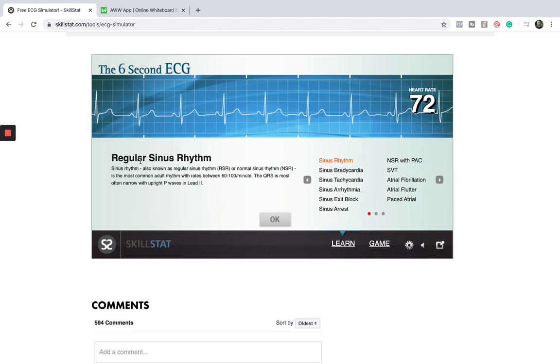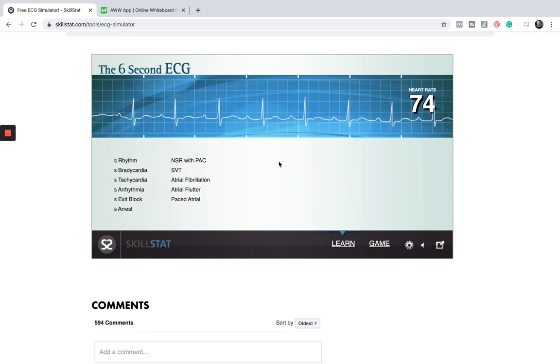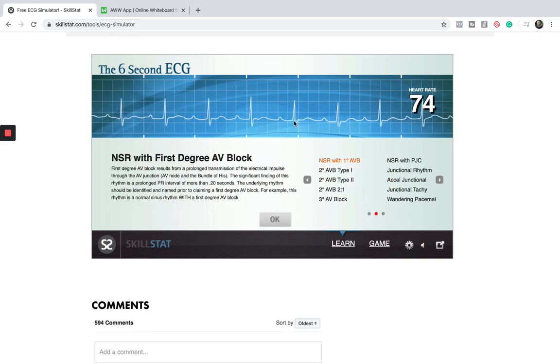What's the difference? I'm going to do it again. Look right here at the PR interval. See how it's nice and short here? Look at it over here. See how long that is? It's way too long. So all this is, is the impulse taking too long. It's a delayed response between the atria and the ventricles firing. You can see here, prolonged transmission of the electrical pulse through the AV junction and the bundle of His.